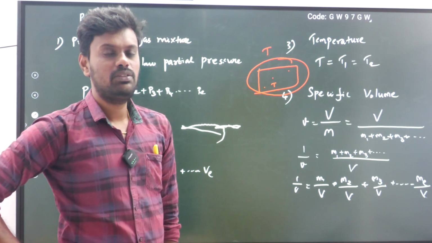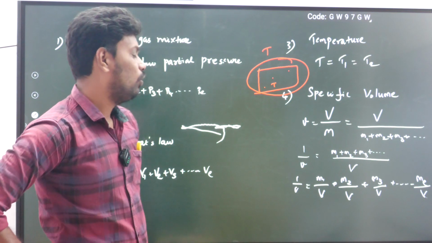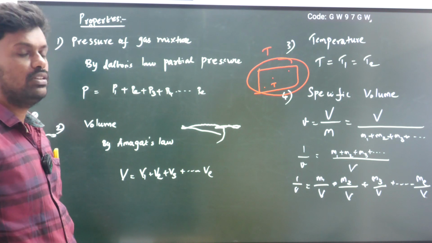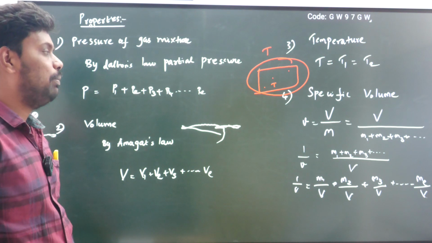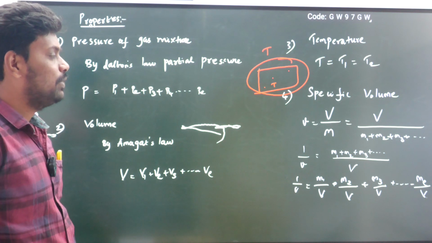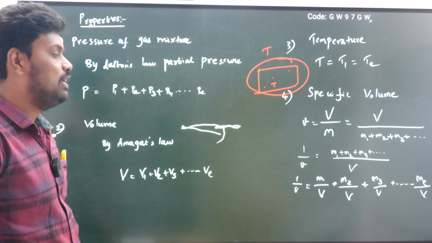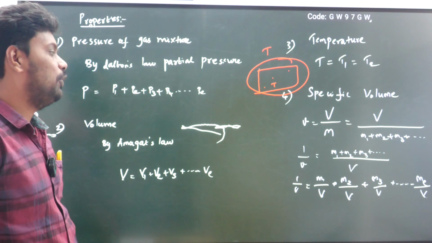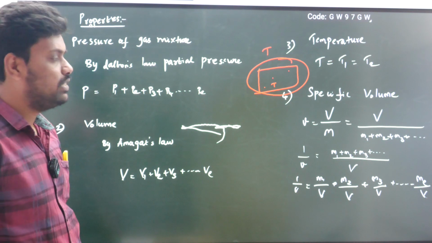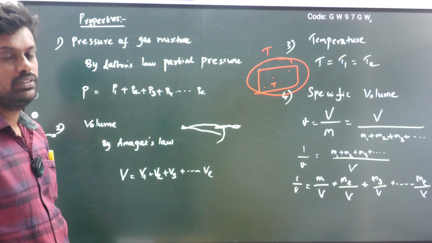Specific volume is the reciprocal of density, so 1 by v. What is the density formula? Mass per volume. So specific volume is the reciprocal of density, that is capital V by M. Now if I put 1 by small v, I will rearrange the formula, which is M1 plus M2 plus M3 etc. by capital V. I can split this equation into 1 by v is equal to M1 by V plus M2 by V plus M3 by V plus etc. Taking the reciprocal of this final equation, you will get the specific volume of the total gas.